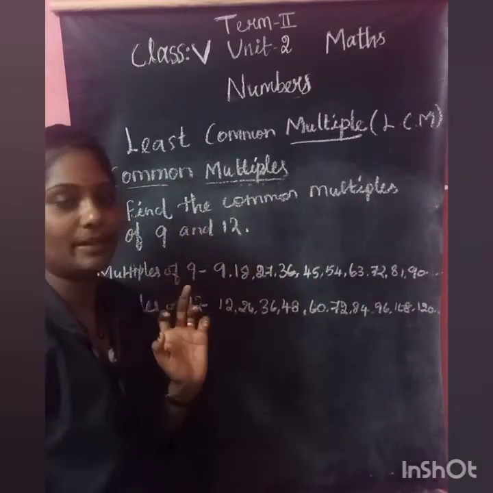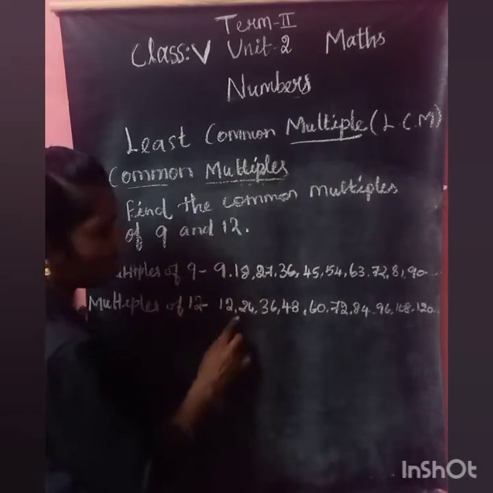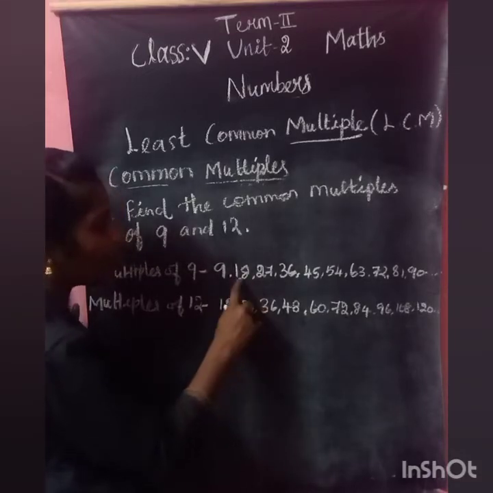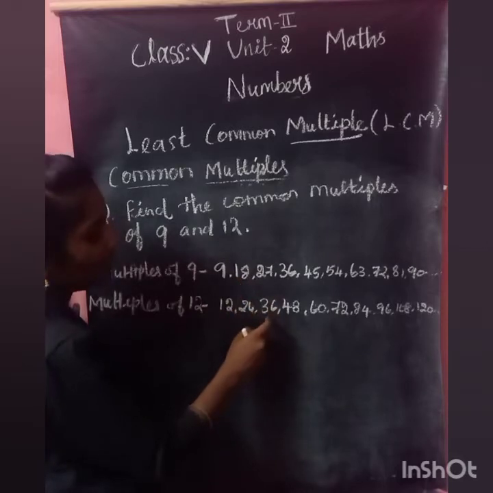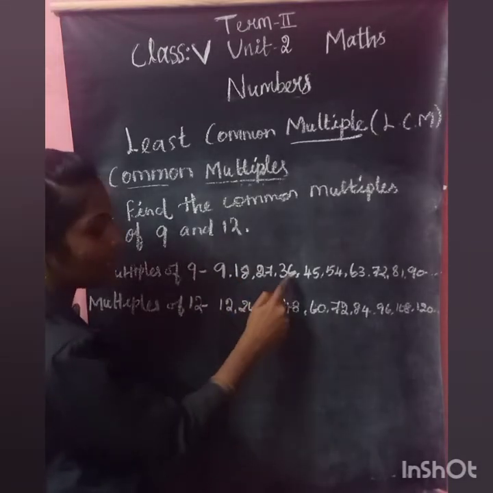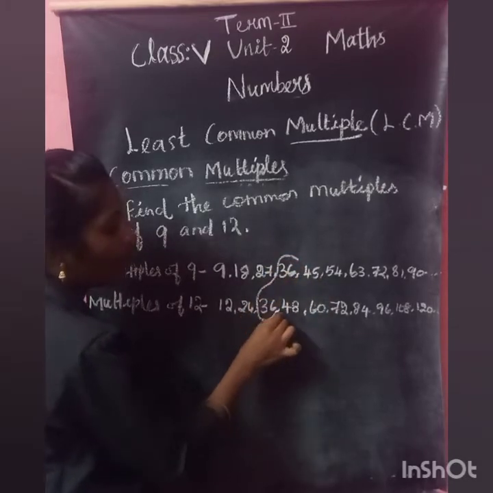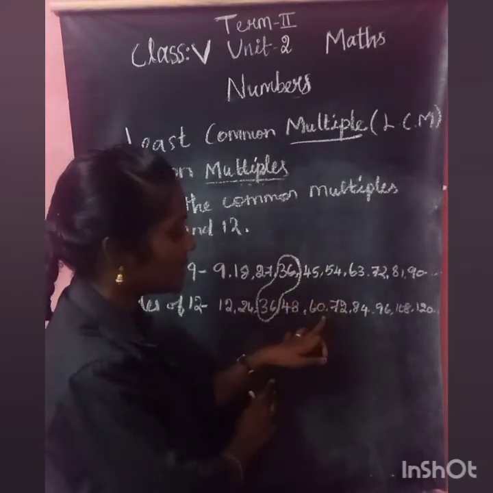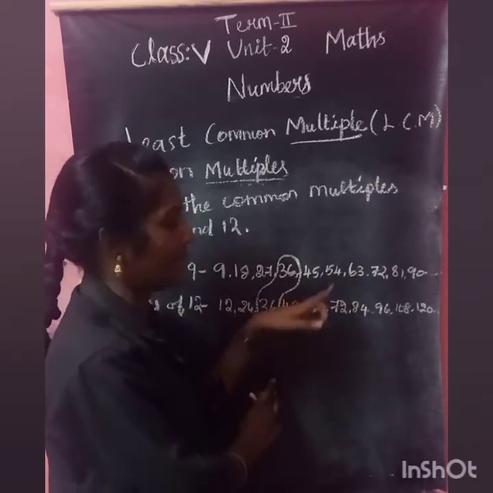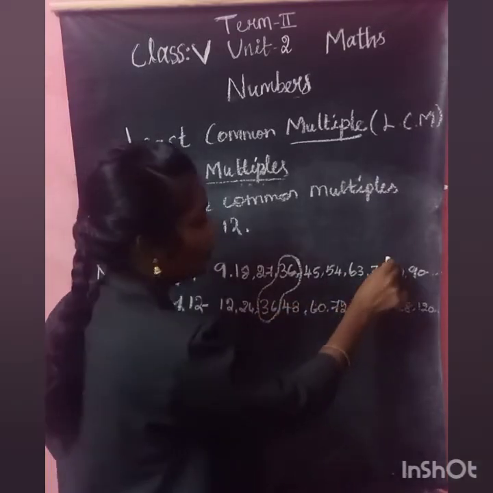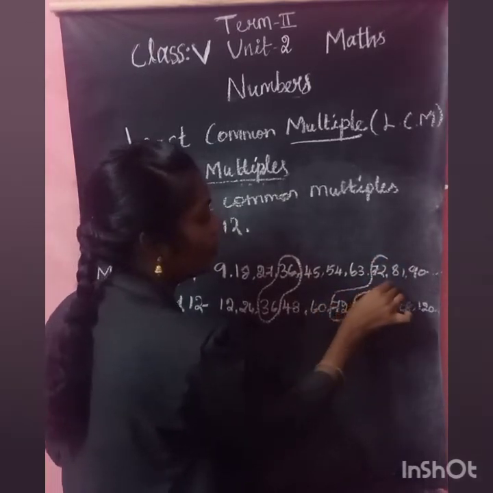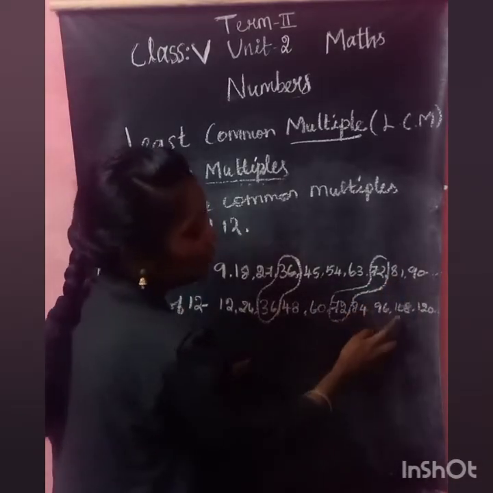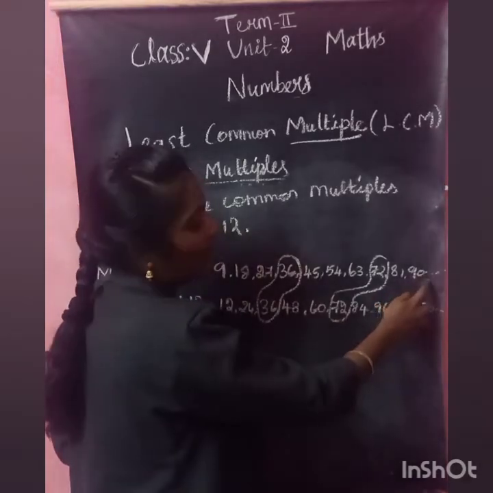Here, for common multiples, see, children. 12 is a multiple of 12 but not a multiple of 9. Next, 24 is a multiple of 12 but not a multiple of 9. Next, 36. Here also 36. So, mark the 36. Next, 48. Here, 48? No. Next, 60. Here, 63. So, not 60. Next, 72. Here also 72. So, mark the 72. Next, 84 is a multiple of 12 but not a multiple of 9. So next, 108, up to etc.